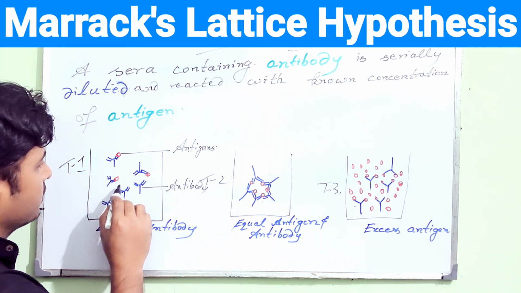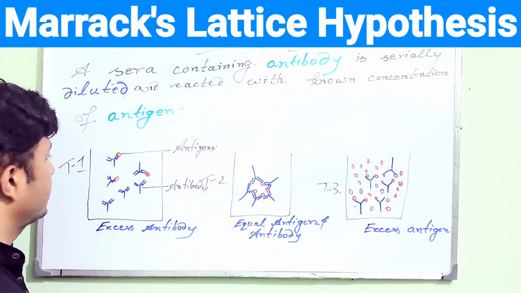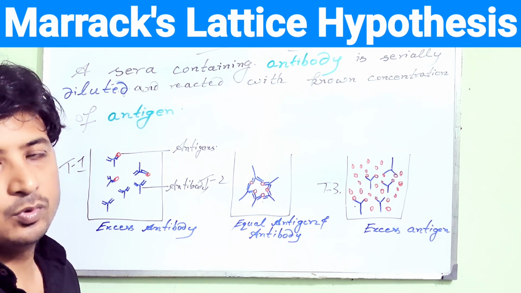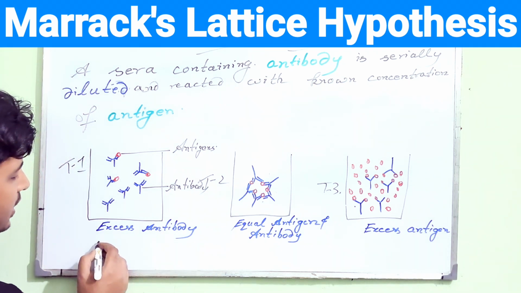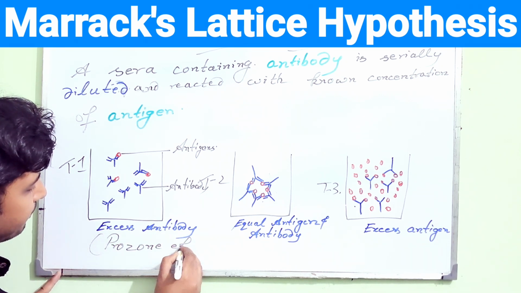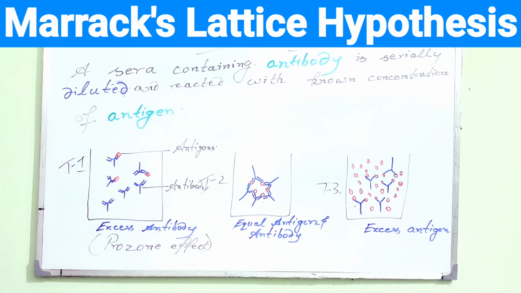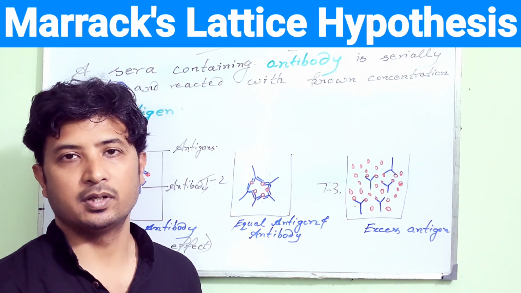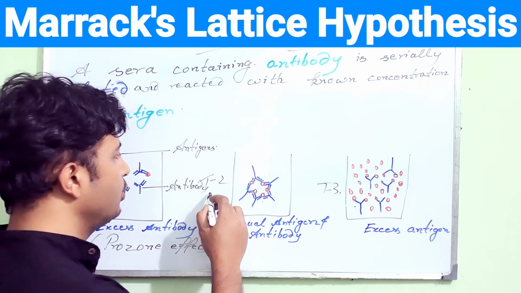Because all the antibodies are not occupied with the antigens. Second, there is no such interaction between the antibodies and the antigens which may form an observable structure. So this excess antibody case, he gave a name, that is the Prozone effect. So if you give more antibody than the antigen, it will give you a Prozone effect, which will not be observable in an experiment where antigen and antibody are directly given for a reaction. Let's see tube 2.